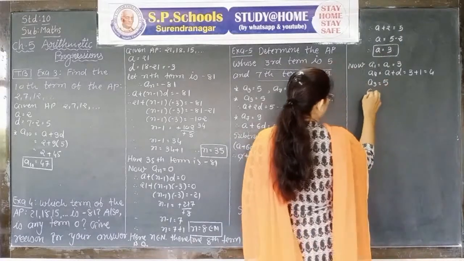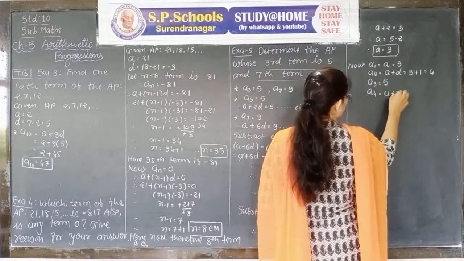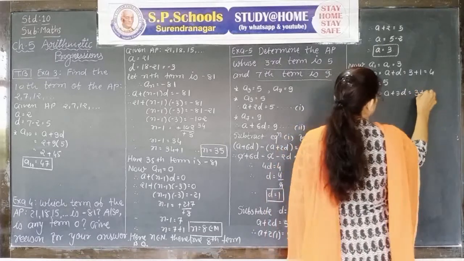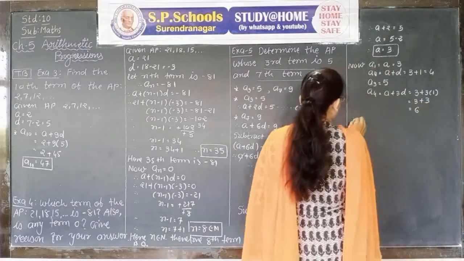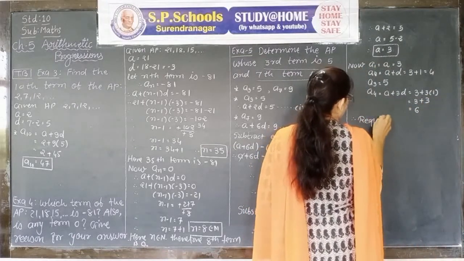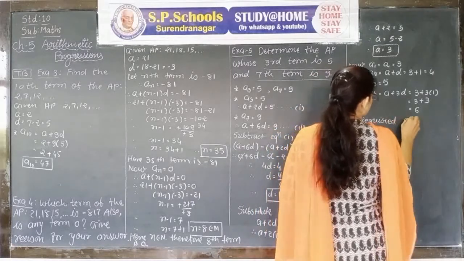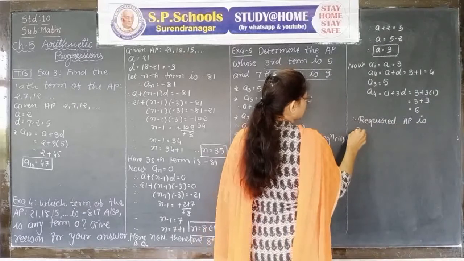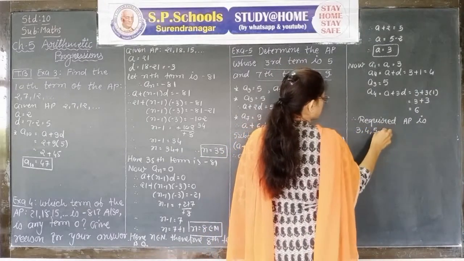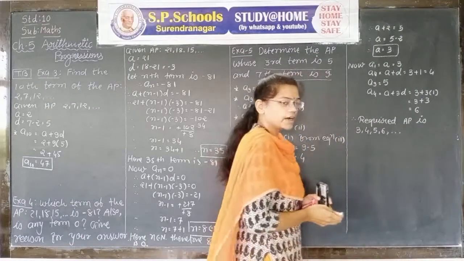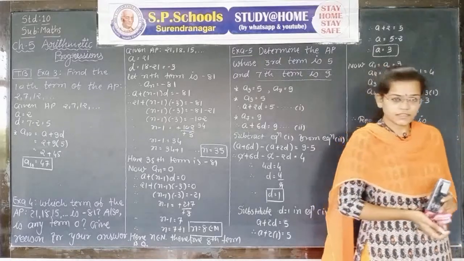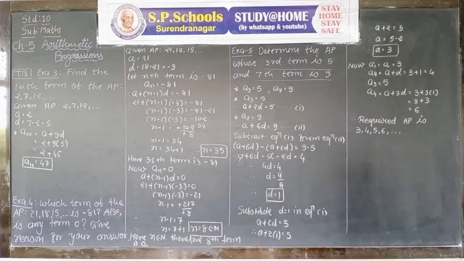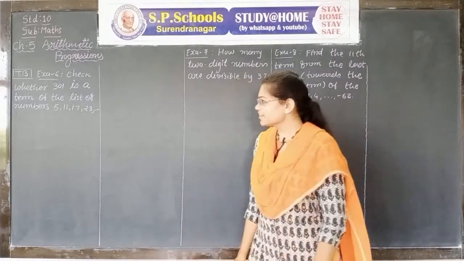a3 is equal to 5 from the question. a4 is equal to a plus 3d. a is 3 plus 3 times d is equal to 1, 3 plus 3, which is 6. Therefore, the required AP is 3, 4, 5, 6 up to infinity. There are lots of terms in the AP. Hence example 5 is completed. Let's see the next one. Let's see the next example.